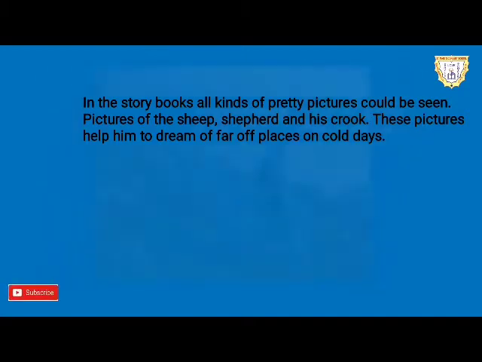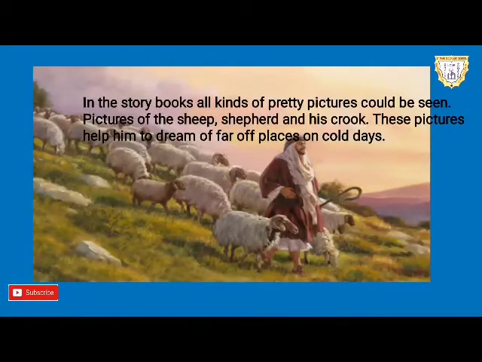The third stanza is, "All the pretty things put by wait upon the children's eye, sheep and shepherds, trees and crooks, in the picture storybooks." In the storybook, all kinds of pretty pictures could be seen, pictures of the sheep, the shepherd and his crook. These pictures help him to dream of far-off places on very cold days.